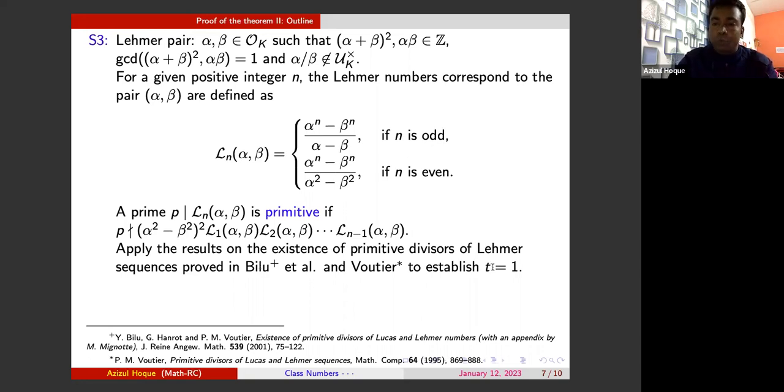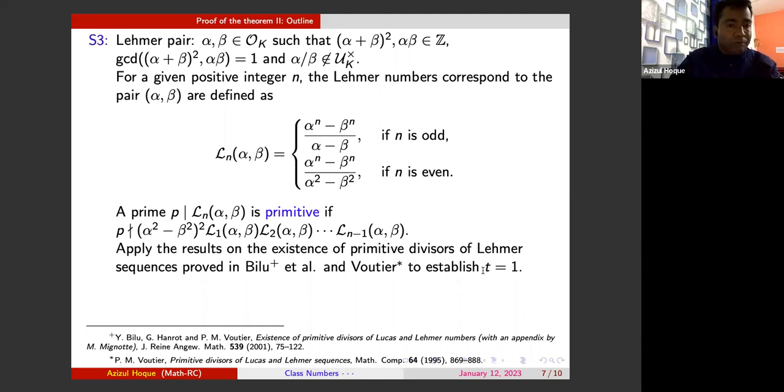And finally, we can prove that this T is equal to 1. The proof is quite lengthy. T equal to 1 means that the exponent is nothing but n. So n divides the class number. Okay, so this is all about the proof of the second result.